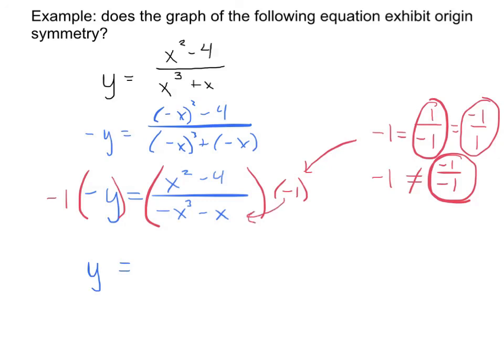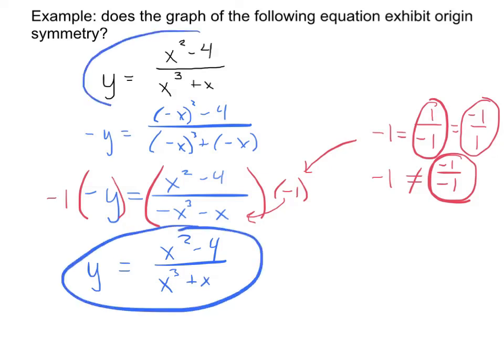When I do that, I'll end up with x squared minus 4 on the top, and on the bottom, x cubed plus x. At this point, this equation is identical to the original one, which means yes, it does have origin symmetry.